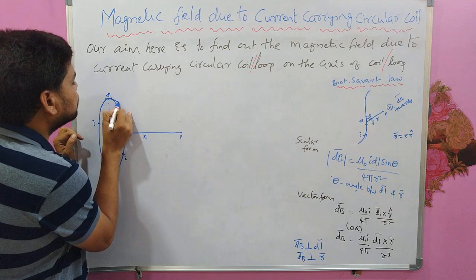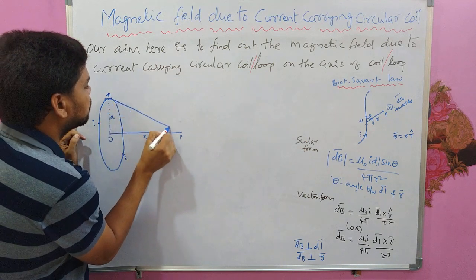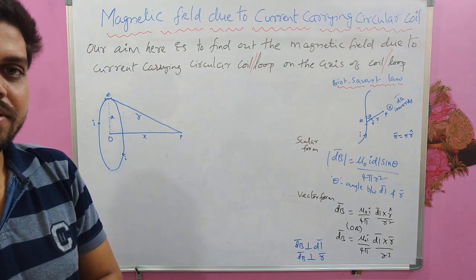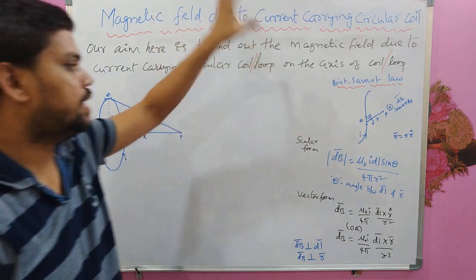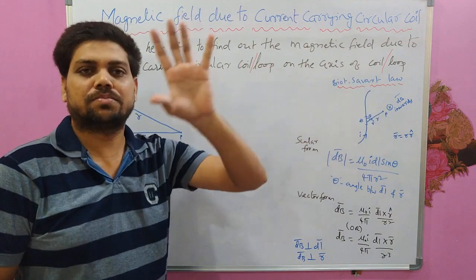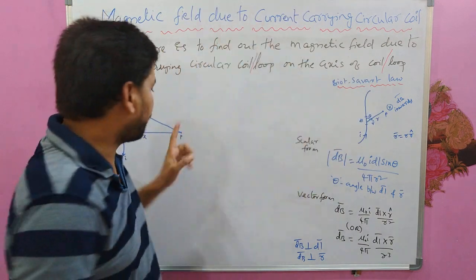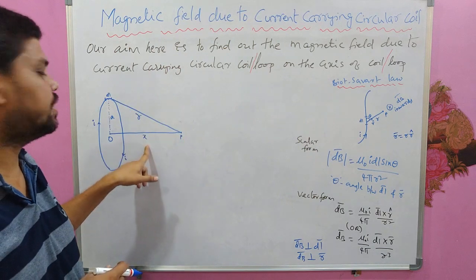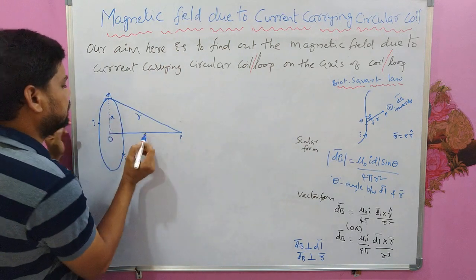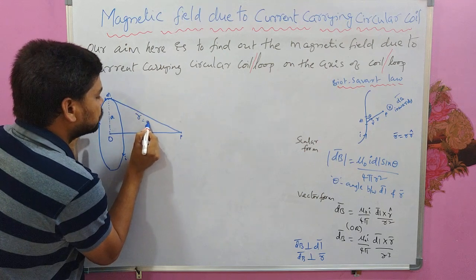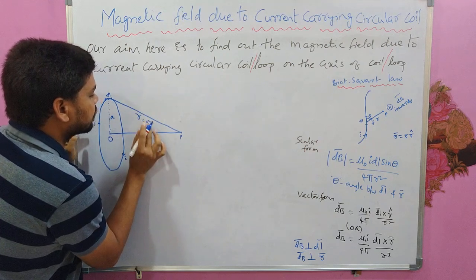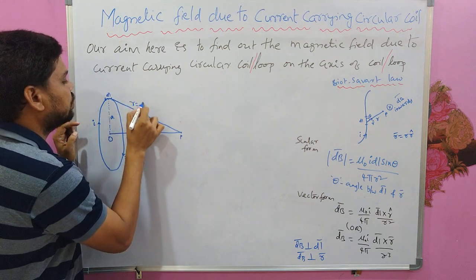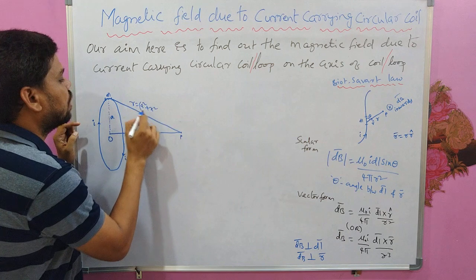So this is small r. Distance is to be taken always from the small length element dl to the point P, where we are finding the magnetic field. So this is very, very important. And from this triangle we can say r is the square root of a square plus x square.